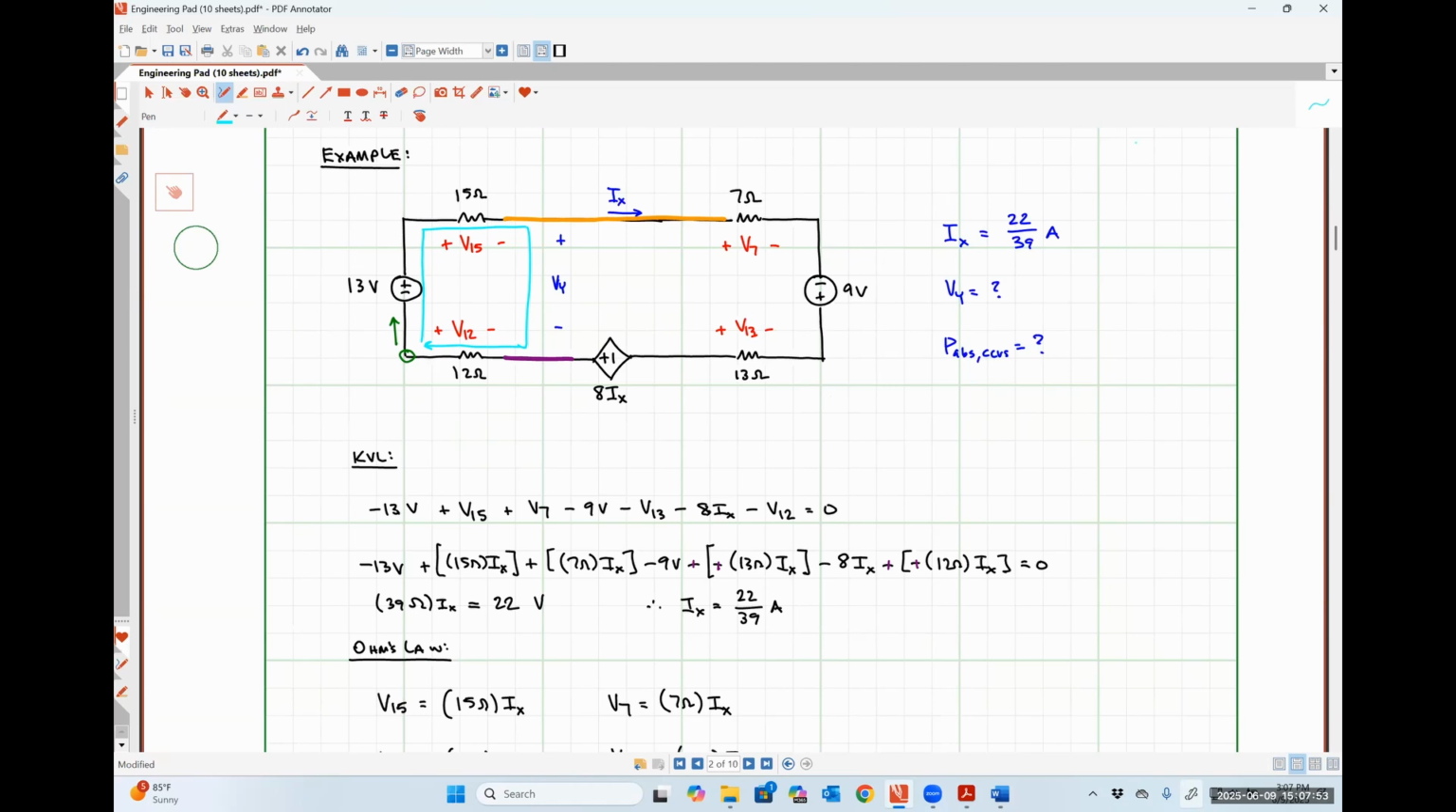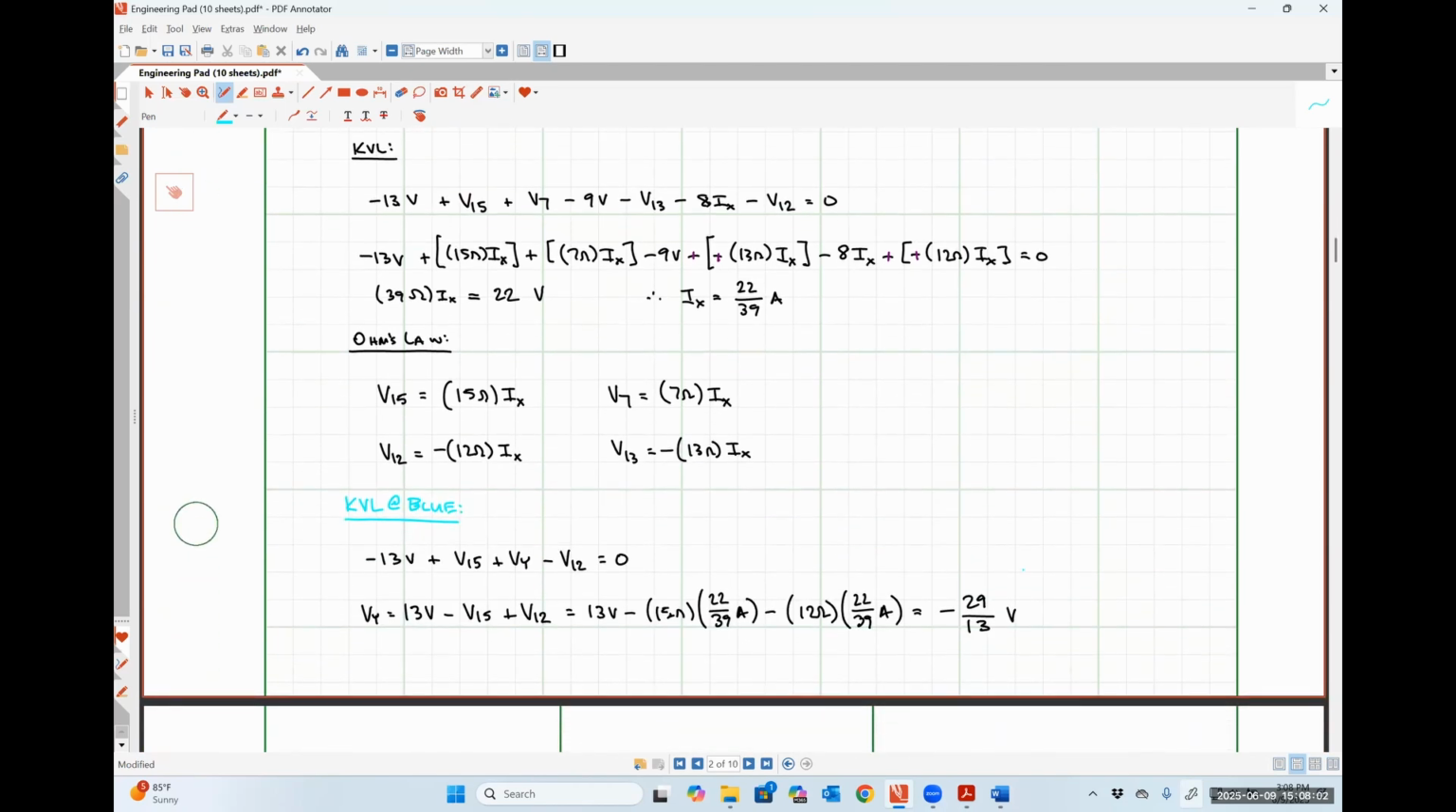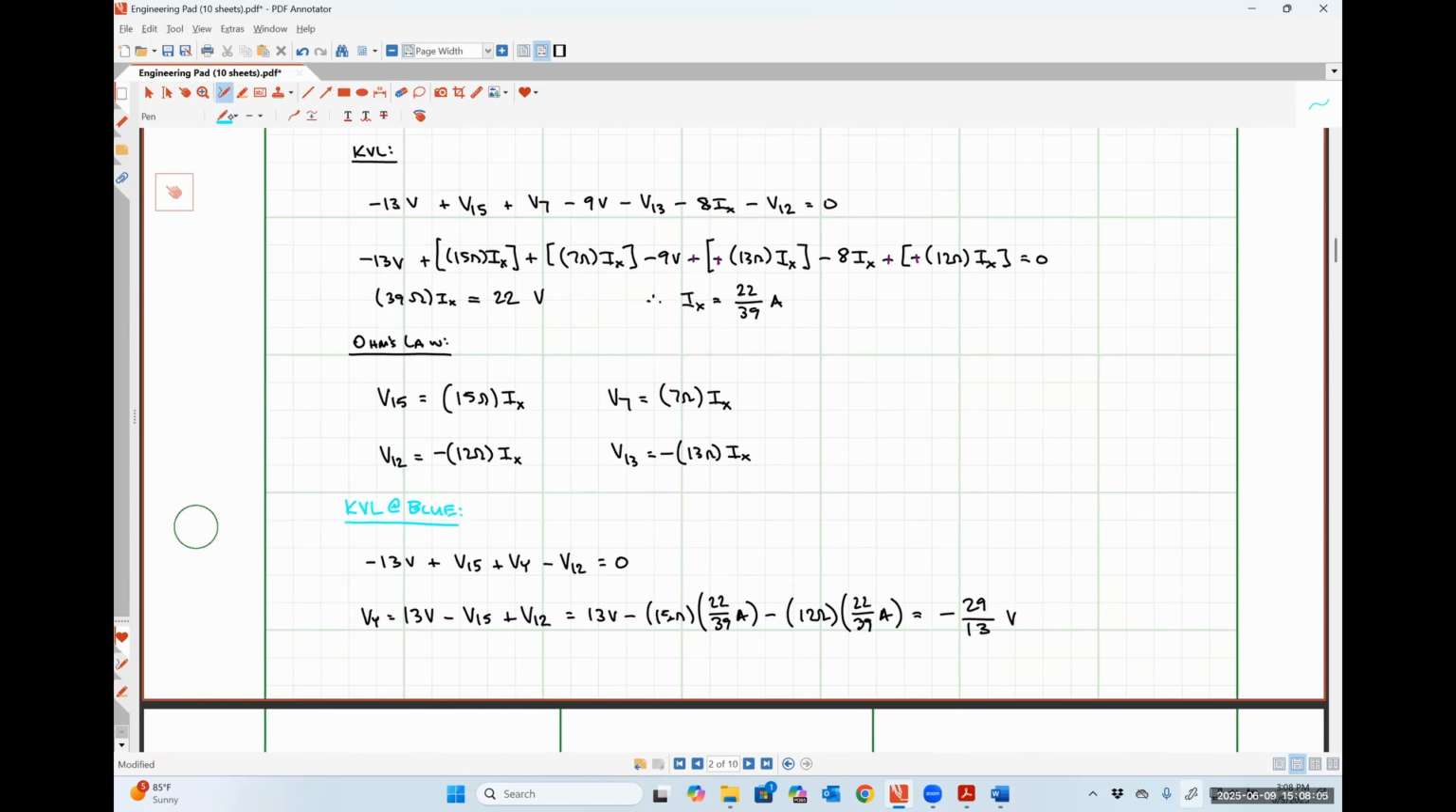Actually, West Navar asked a question in chat. Let me look at this real quick. Is the V12 supposed to be positive or negative in the final Vy equation? So let's go down here and look at that. Let me make very obvious what I'm doing here. I kept Vy on the left-hand side of the equal sign. So I moved this 13 volts over, I moved this V15 over, and I moved this V12 over like so.